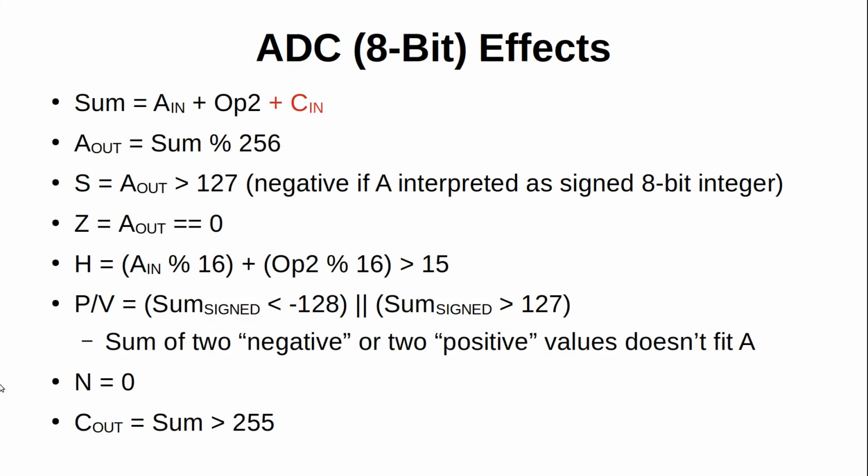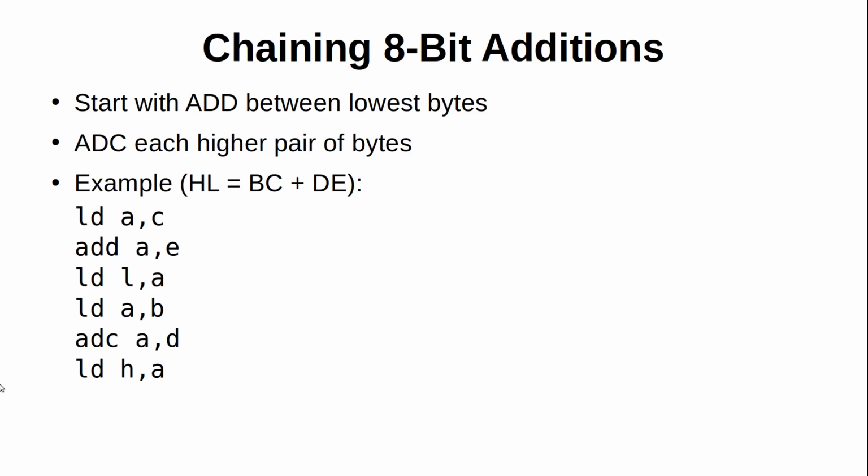The effects of an 8-bit ADC are also the same, with the exception of the inclusion of the C bit in the resulting sum. So if there was a carry from a previous operation, the sum will be 1 higher than the sum that you'd get from an add with the same operands. By teaming up add and ADC, you can do additions between numbers of any size. You just want to start with an add between the lowest bytes, and then ADCs between the successively higher bytes until you get through all of the bytes of both values.